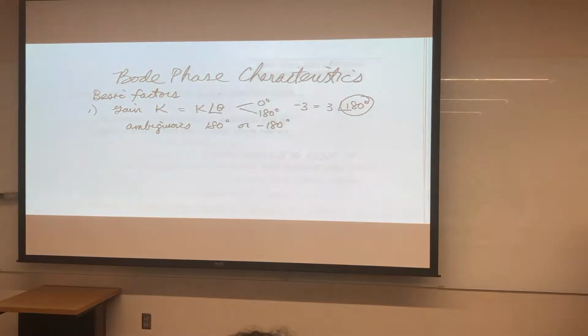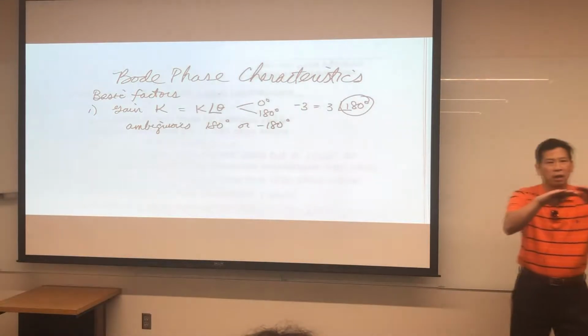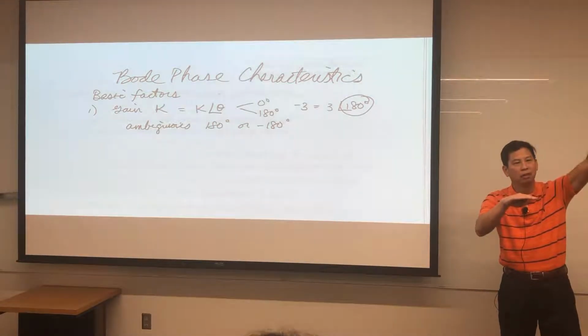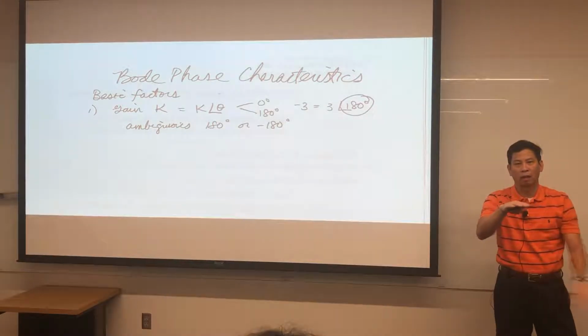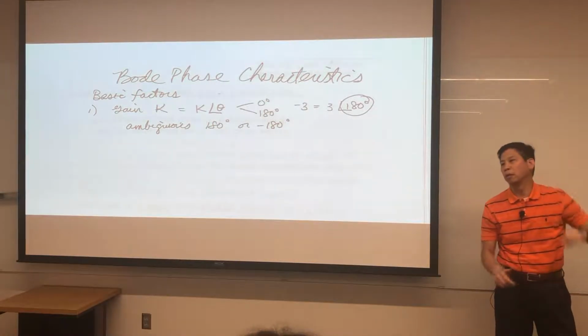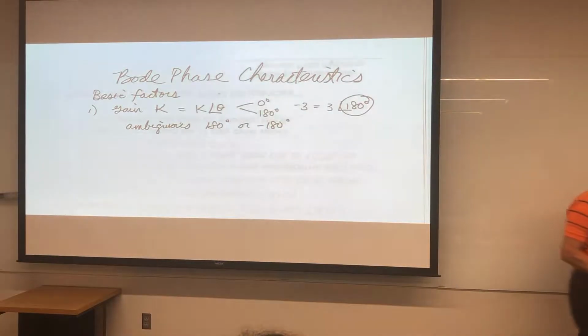Now, on a Bode diagram, this is ambiguous because if this is 0 degrees right here, you would plot 180 degrees up here, on the top of your paper. But negative 180 degrees is down here on the bottom. And so it looks like they're two different places, but they're really pointing in the same direction. So there's a little bit of ambiguousness.